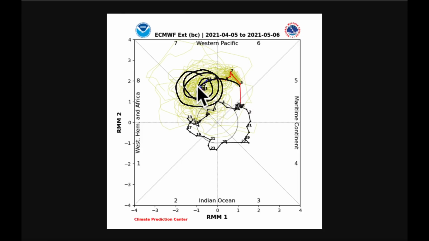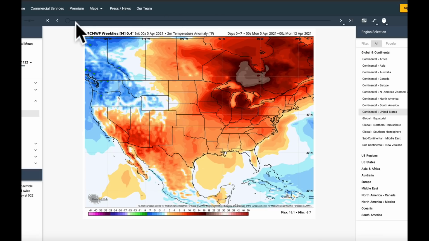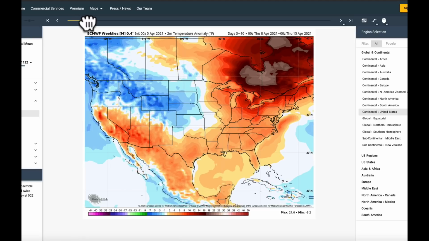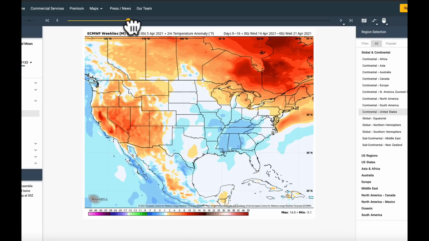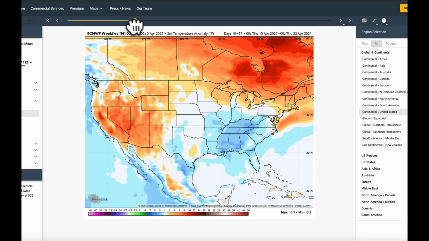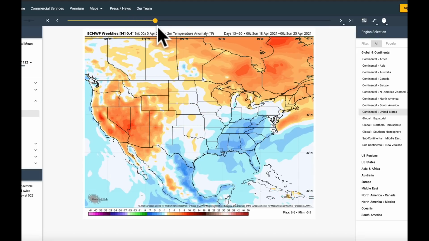If the MJO instead breaks out of phase 7 into phase 8, that is going to be the first of a bit of a pattern breakdown. And that overall pattern breakdown could change this. So what are we looking at here? This is the next 45 days of temperature anomalies in a 1-week sliding window. As I move this forward, this is the cooler weather we've been talking about, lasting here through the middle of April. We see it sliding east as we get into the end of this week 2 time period. And then we see the warmth kind of building in behind it.